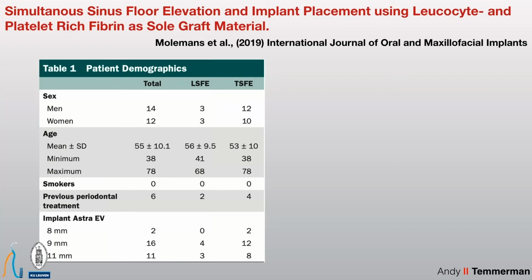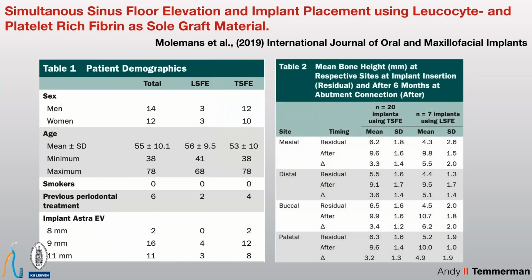Molemans and co-workers, and he looked at patients that had sinus floor elevation procedures, lateral ones and transcrestal ones, with just PRF as a sole grafting material. And in all patients, he was able to get an increase of the amount of bone. You can see on the right-hand side the residual bone that was there at the time of surgery and the changes that he was able to obtain in the different groups.